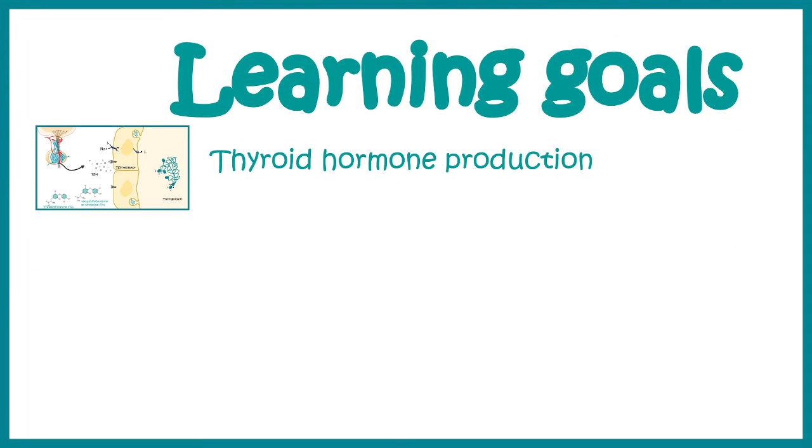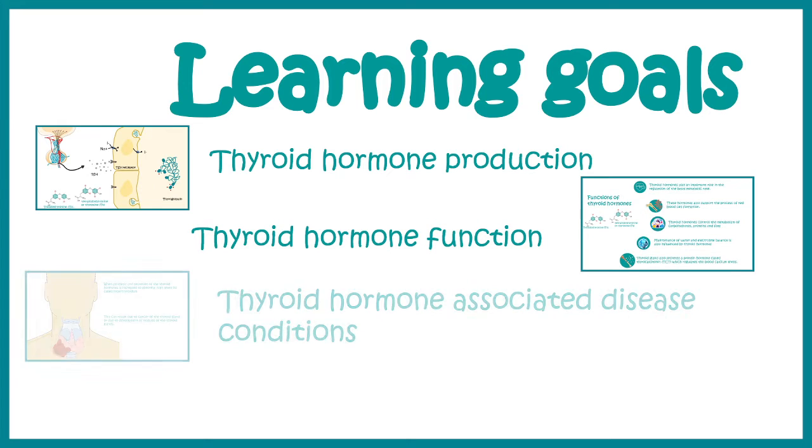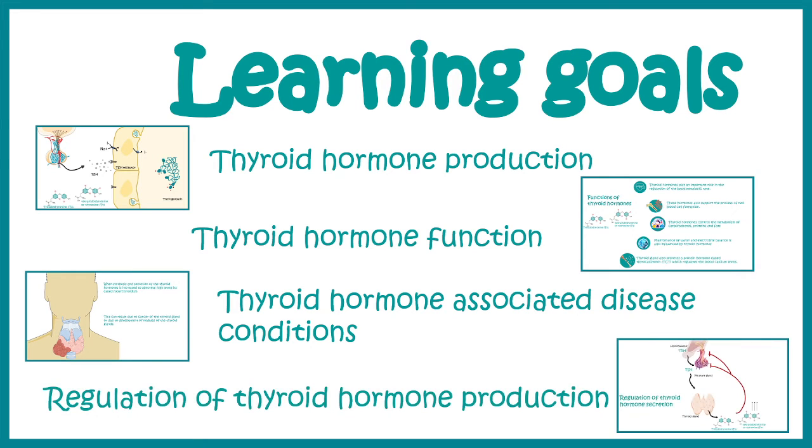First we are going to talk about thyroid hormone production, then function, then we are going to look at and review the conditions which are associated with thyroid deficiency or hyperproduction of thyroid. Lastly, which is slightly beyond the scope of NCERT, but we are going to talk about thyroid hormone production regulation. So overall, how thyroid hormone production is regulated via several mechanisms, especially a negative feedback loop.